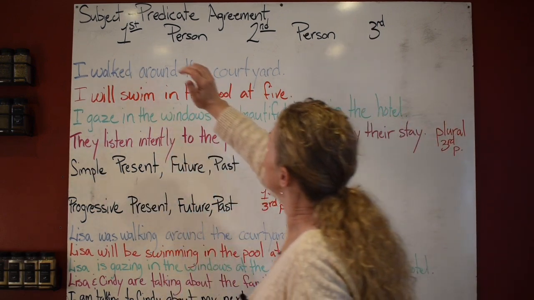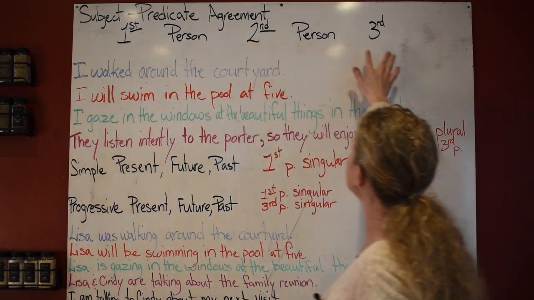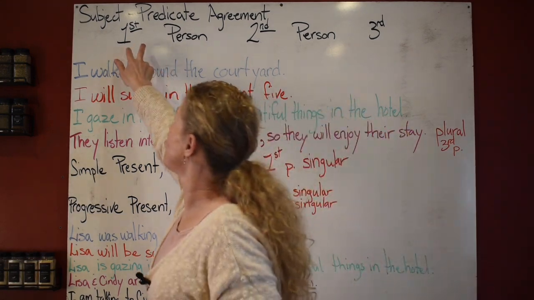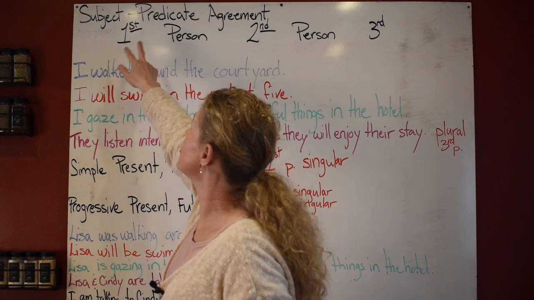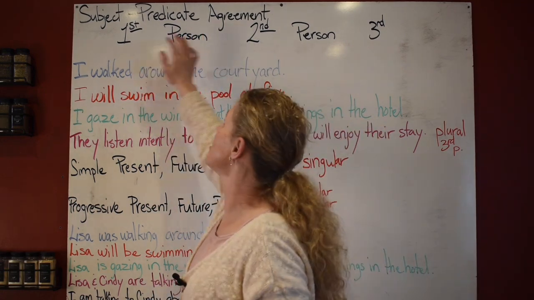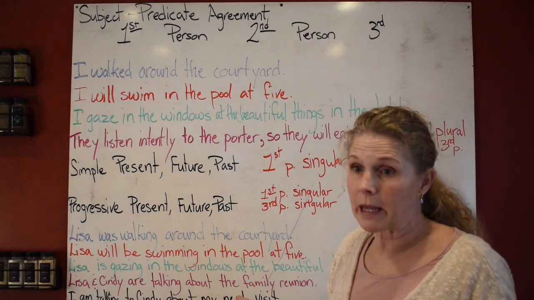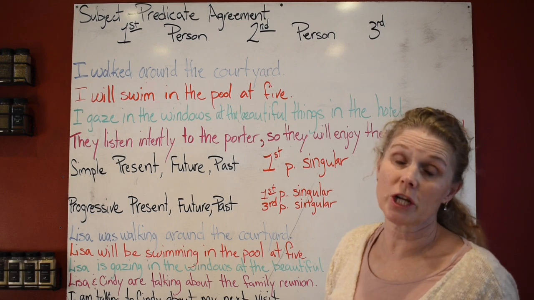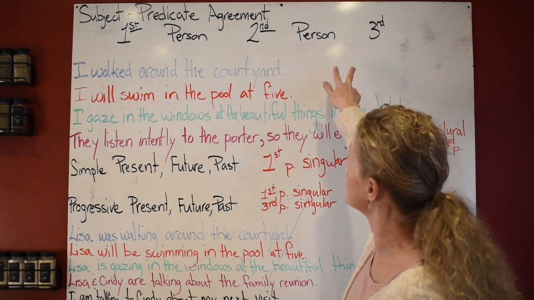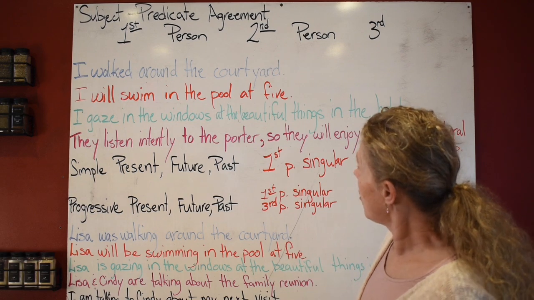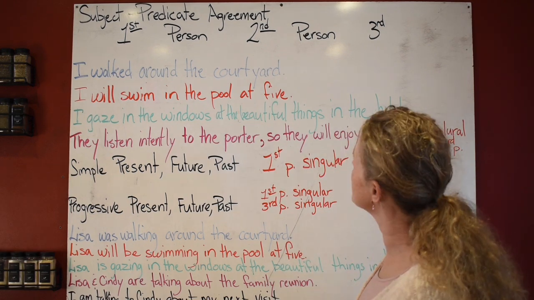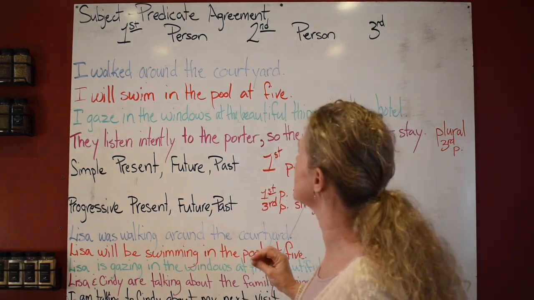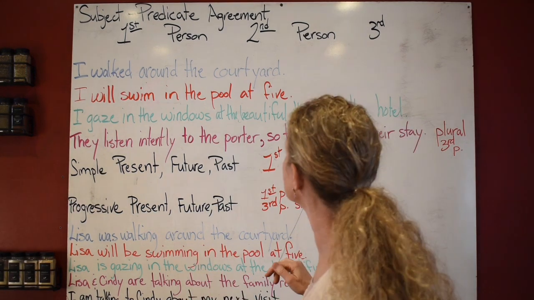Okay, so we're going to go over our first, second, and third person a little bit more. We have talked about that a lot, but for you to really understand your subject and predicate agreement, you have to understand your persons, or you will not be able to understand how to do that properly. Because you will not be able to conjugate your verbs properly if you do not understand your persons. So we have some sentences here. Richard and I took a little trip, and I just wrote some sentences of the things that I did while I was there.